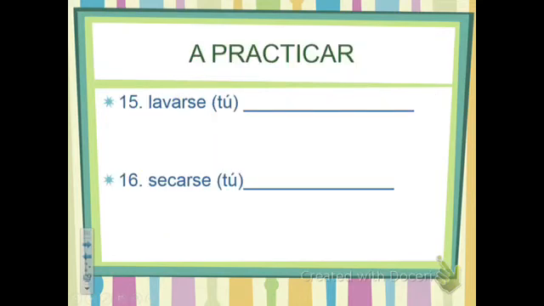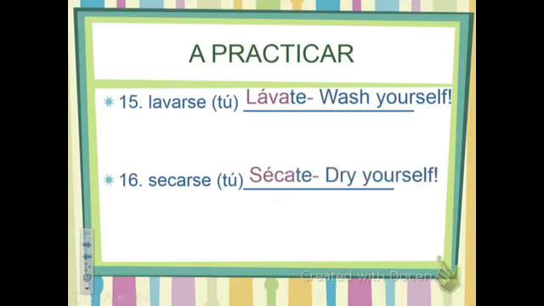So lavarse, we're going to tell someone to take a bath. Lávate. Okay, this is the third person singular, lava, and we're telling you to do it, so te, lávate. Uno, dos, tres, bam. Secarse, sécate, dry yourself. Okay, the third person singular is seca. We're telling you to do it. So, uno, dos, tres, bam, accent mark, sécate.